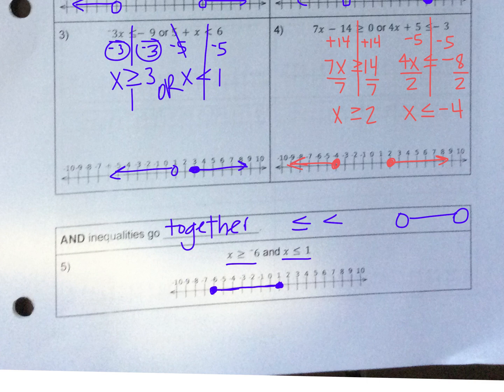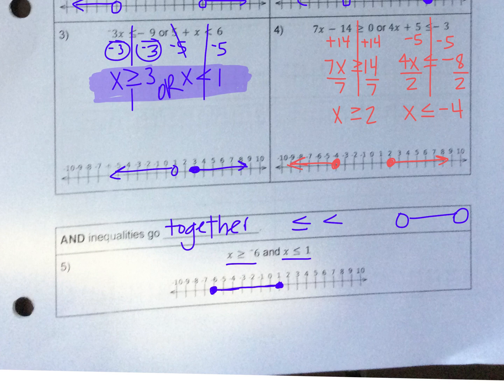Now, when we write or statements up here, we just write the two inequalities and just write the word or between them. When we write and statements, we write them together. So I'm going to show you how to write an and statement.